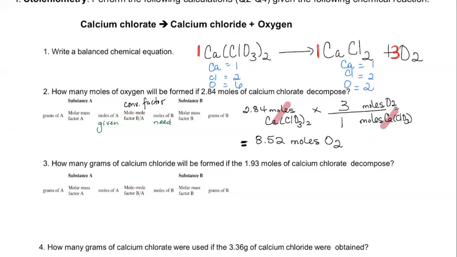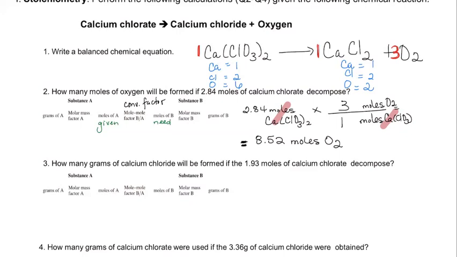Understand that for problem number 3, you do not have examples like this in the textbook. You do have examples of similar problems when it comes to calculations like number 2 and number 4, but calculation number 3 is not in the textbook, okay? Just wanted to warn you.